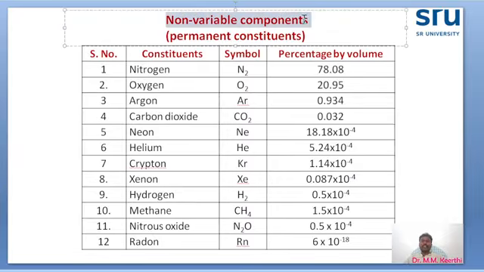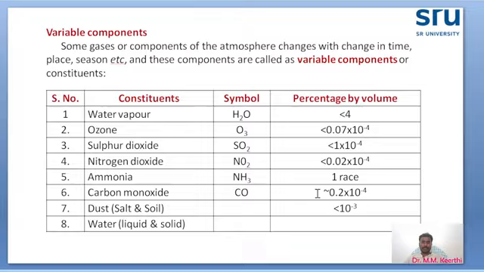Okay. What are the non-variable components? Permanent constituents: nitrogen, oxygen, argon, and carbon dioxide. These are all the permanent constants. Almost 12 gases come under permanent constituents. The percentage will be the same over the entire globe.